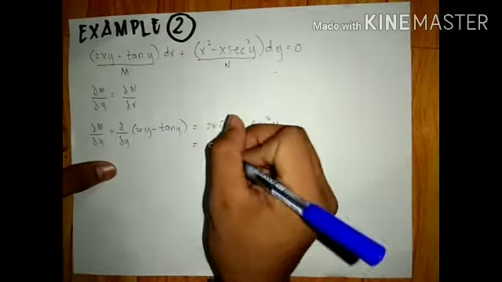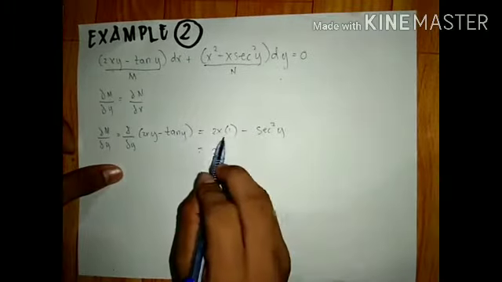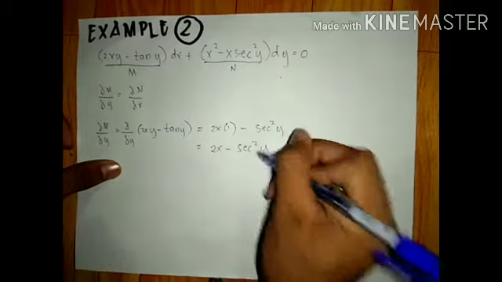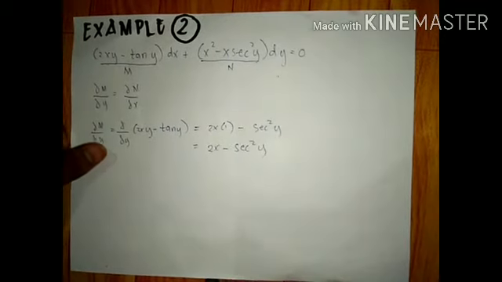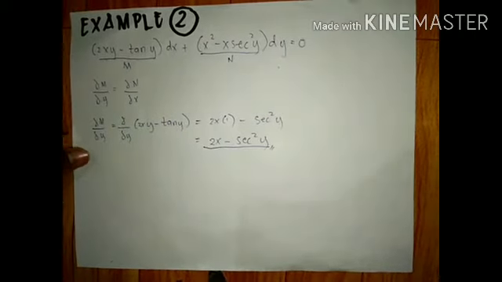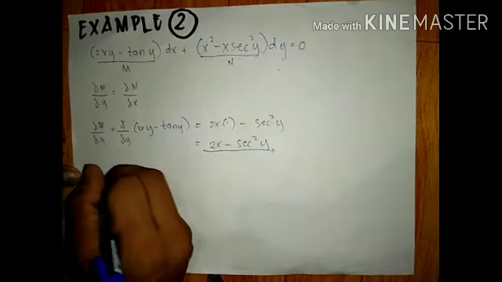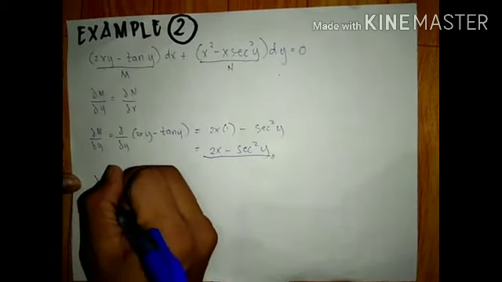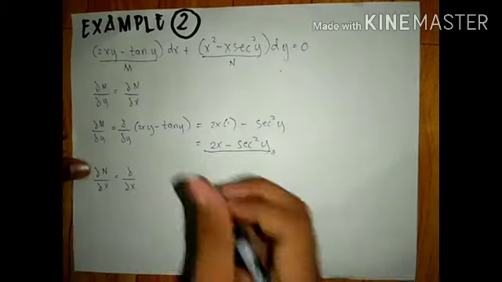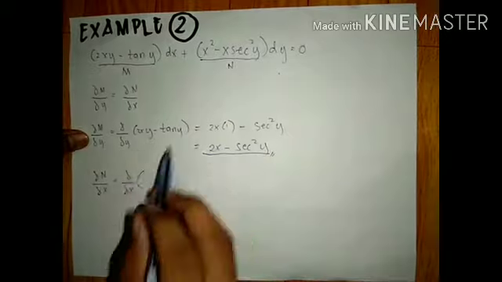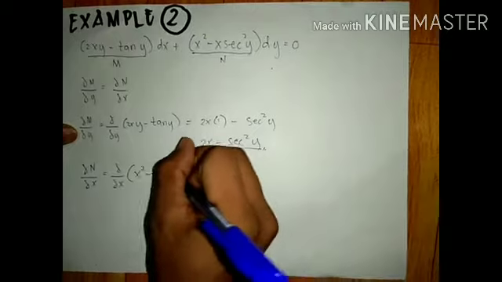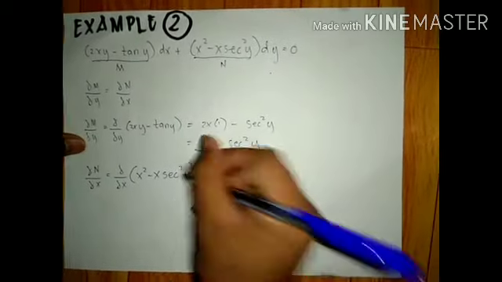So this is 2x times 1, 2x minus secant squared y. So this is the partial of M with respect to y. Next is the partial of N with respect to x, partial over partial x with respect to x. So our N is x squared minus x secant squared y.